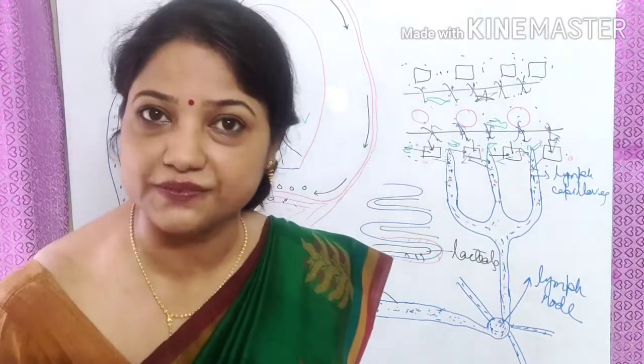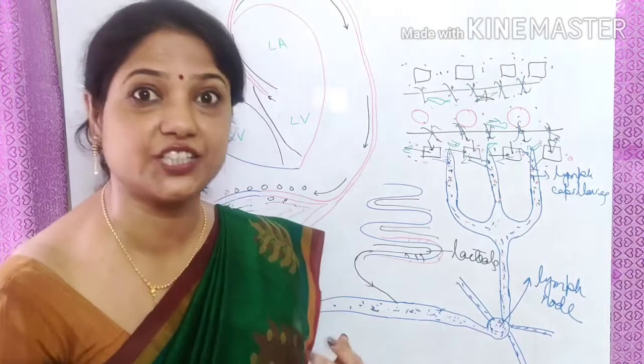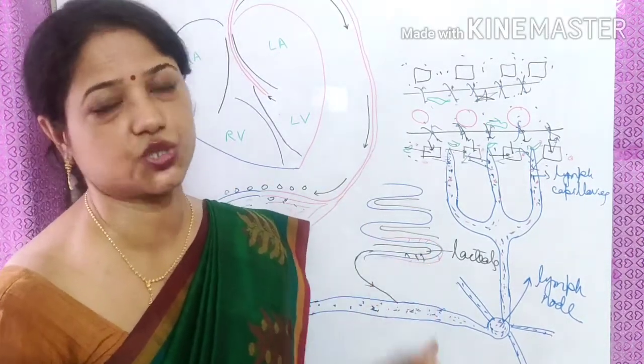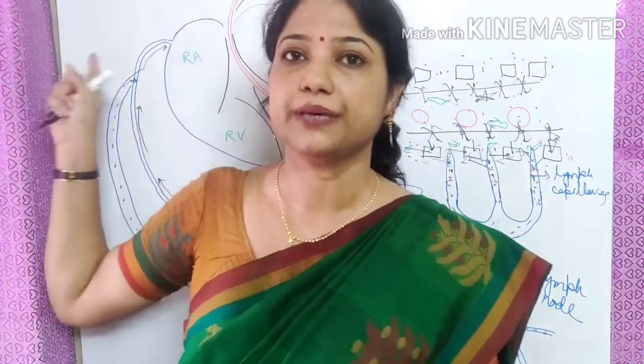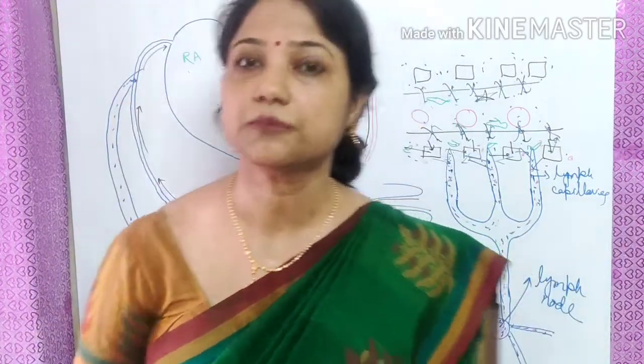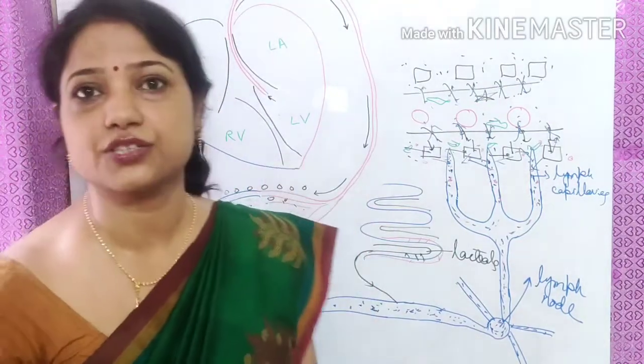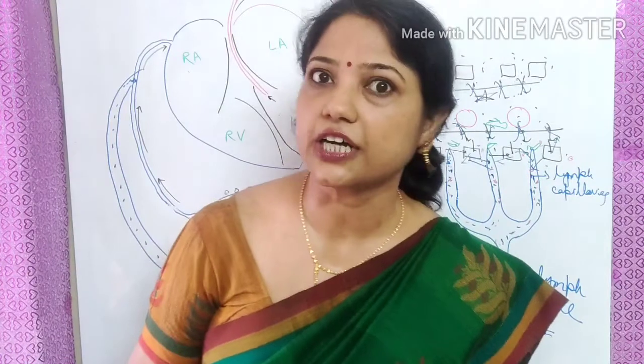Fourth function of the lymph, children: it absorbs the digested fat from the intestine and helps to rejoin it in the main bloodstream of the body. So these are all the different functions of the lymphatic system of our body.